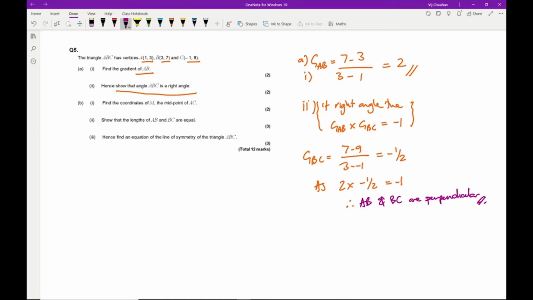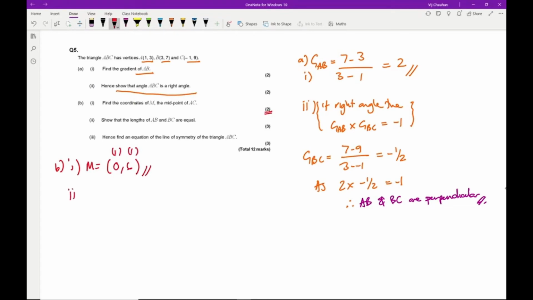Now in terms of question B, here I want to work out the midpoint of AC. The midpoint of AC is just adding the x ordinates divided by 2, adding the y ordinates divided by 2, so M equals, in this case, (0, 6). Why it's only worth 2 marks is you'll get 1 mark for each ordinate that you do correctly.